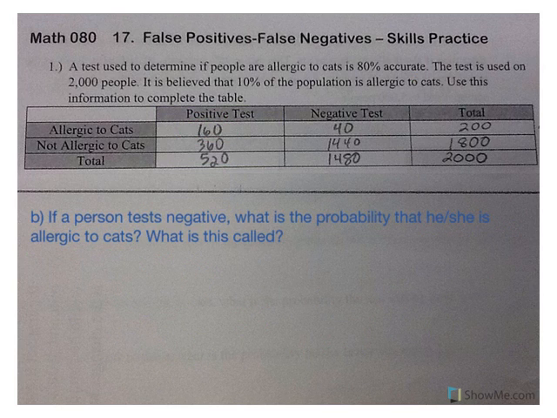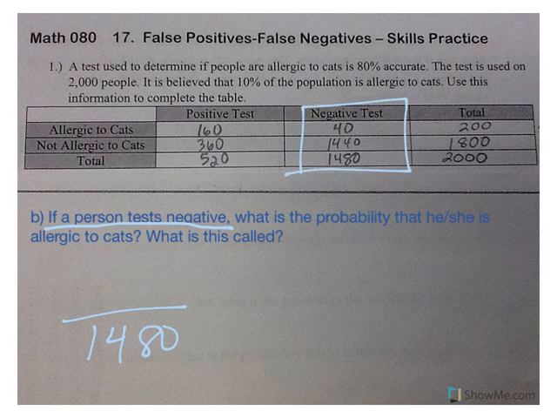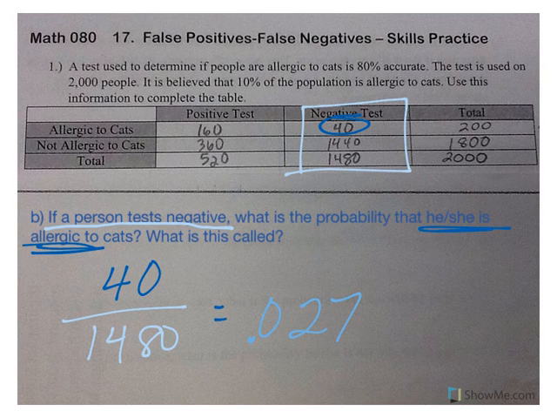Wording is everything with these problems. So now I am doing if a person tests negative, only dealing with the negative. So my denominator is 1,480. What is the probability that he or she is allergic to cats? That's again the top number. So 40 divided by 1,480 gives me my 0.027 probability. And this is called a false negative because you tested negative, but it's wrong. So that's where the false comes into play.